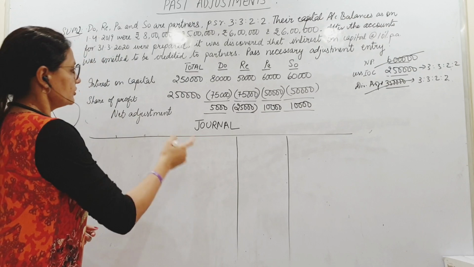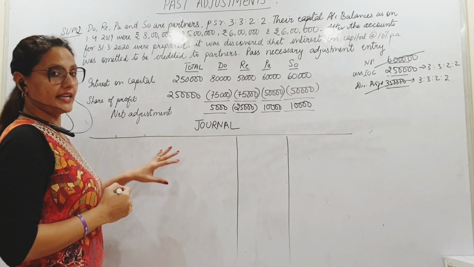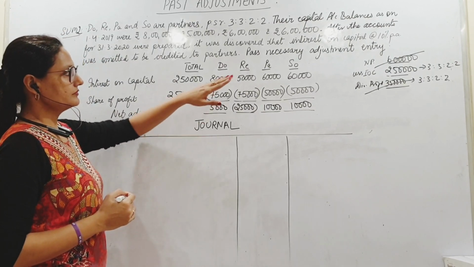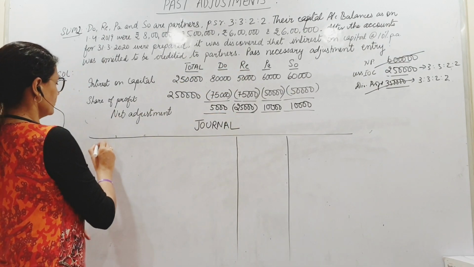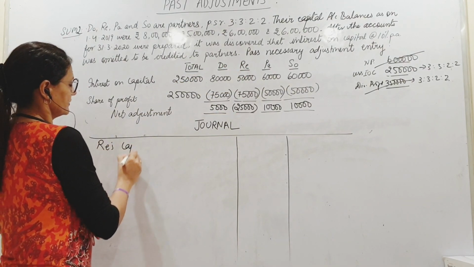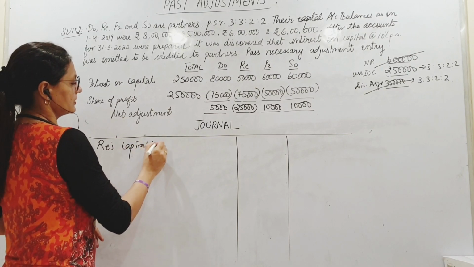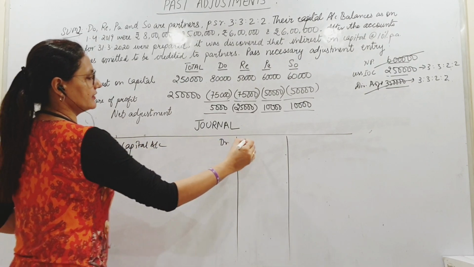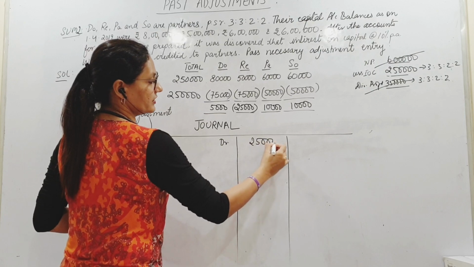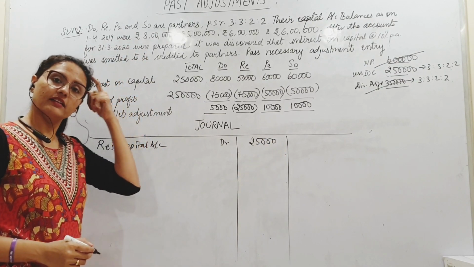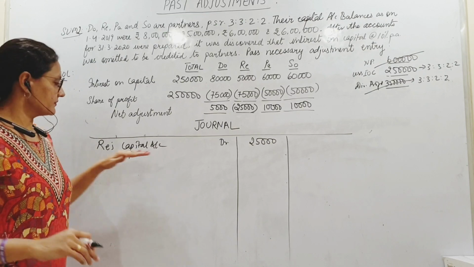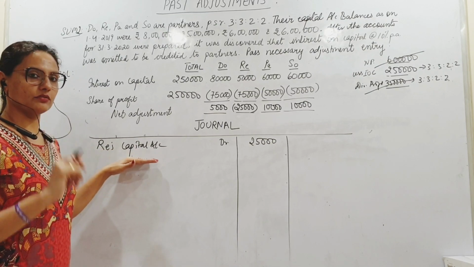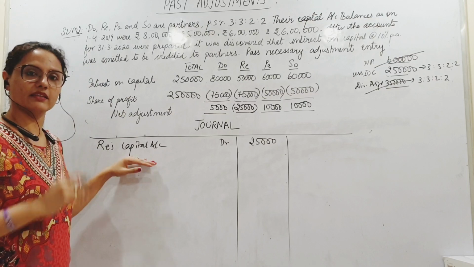So now comes the journal entry. Identify very clearly which account has to be debited, the negative one. So Raj's capital account has to be debited. Now again, very important: if you write only Raj's account, you will not get marks. Raj's capital account must be written in case of the fluctuating method.